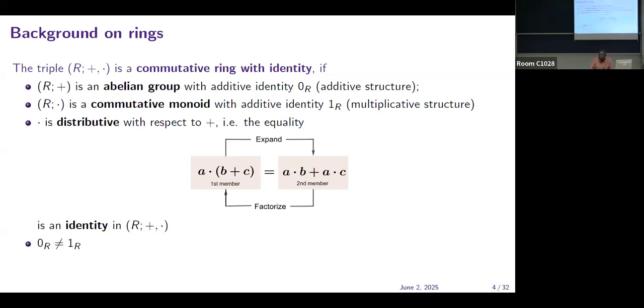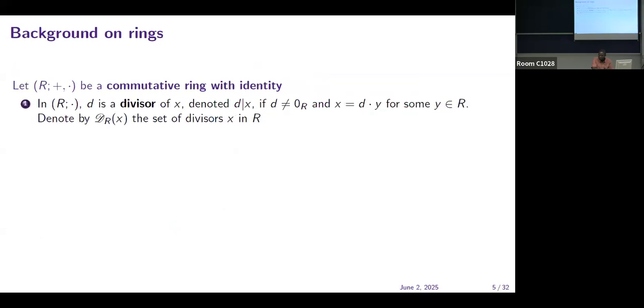Third, the second law dot is distributive with respect to plus. We have this picture: from the first member to the second member, we expand, and from the second member to the first member, we factorize. This distributive law establishes a relationship between the first law plus and the second law, multiplicative. Of course, the ring has an identity if 0 is different from 1.